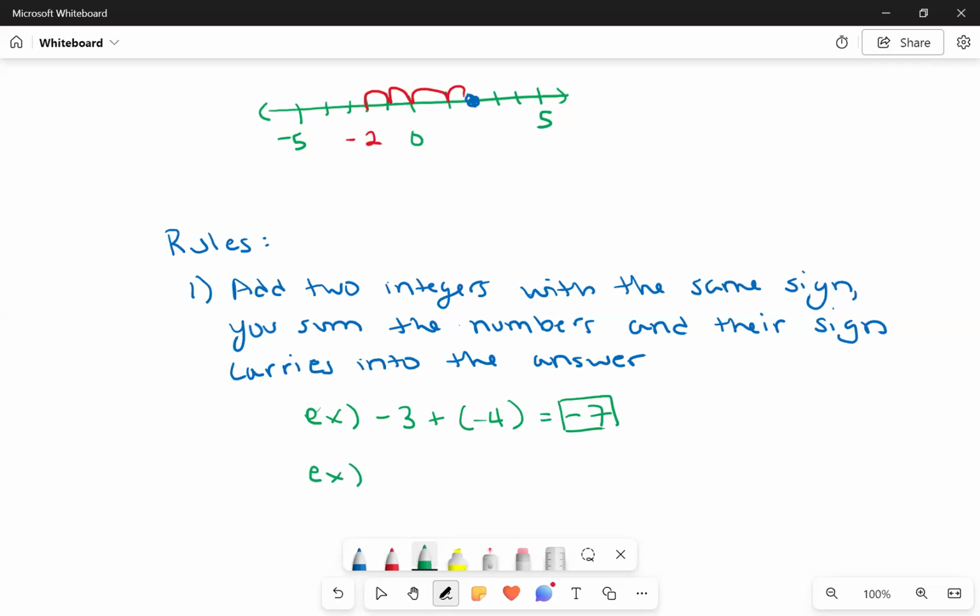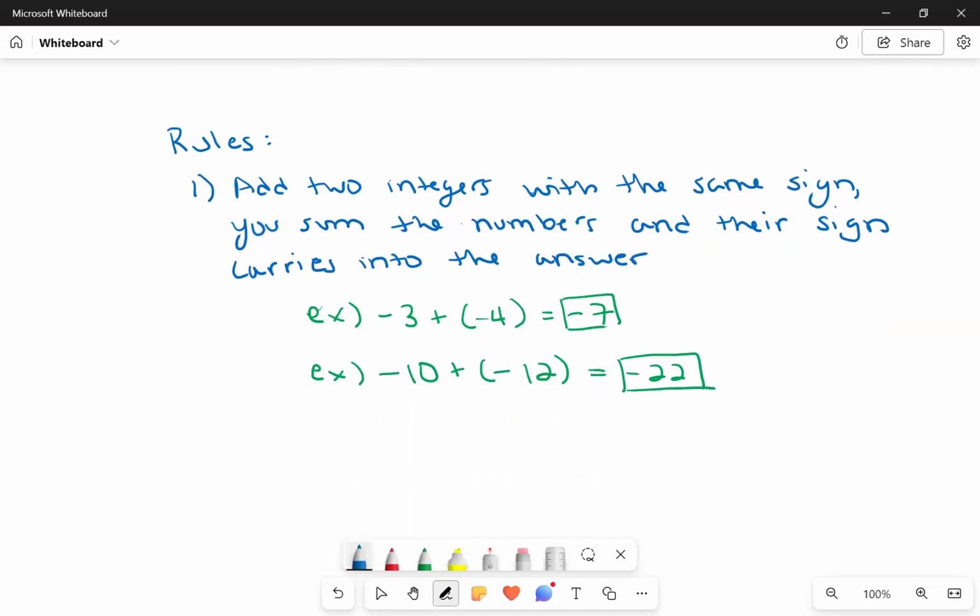If I had negative 10 and negative, I guess I didn't really give us a more exciting number, negative 12. Same thing, right? Because both numbers are negative, we're going to sum them, and then they're going to give us a negative answer. And if you think about the number line, you're just going more towards the negatives, already starting in the negatives. Great. So there is how we would add with the same sign. Now, I didn't do positives because I feel like we've already talked about that.